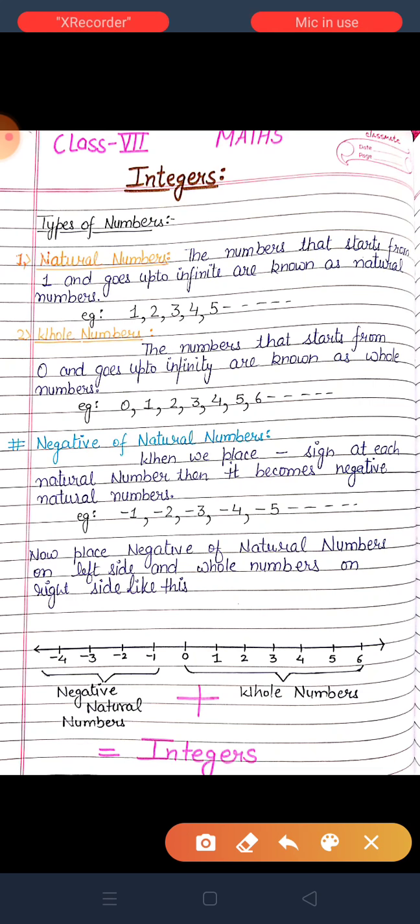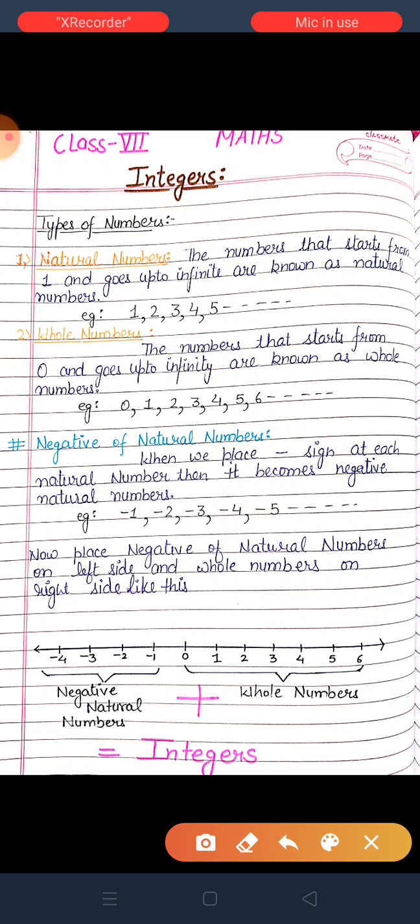There is a difference between natural numbers and whole numbers. If someone asks what the difference is, you will say natural numbers are the numbers that start from 1 and whole numbers are the numbers that start from 0. If you add 0 to the natural numbers, they will become whole numbers. So whole numbers are equal to 0 plus natural numbers.